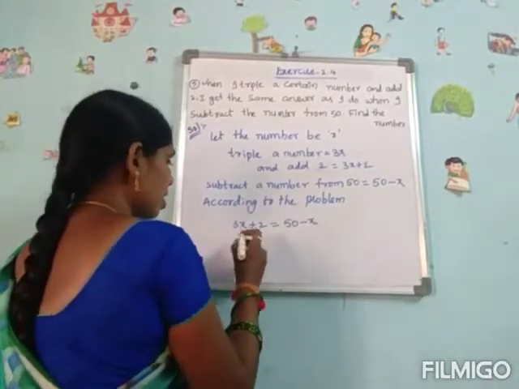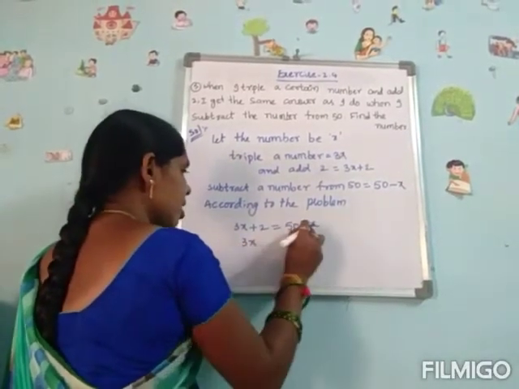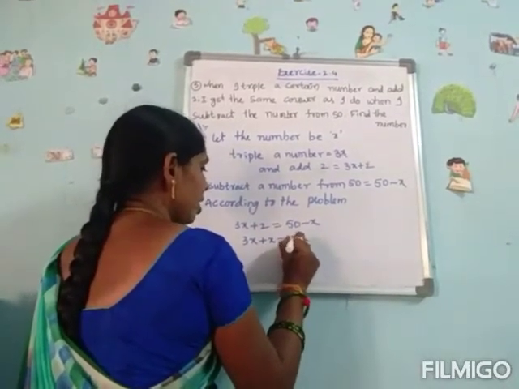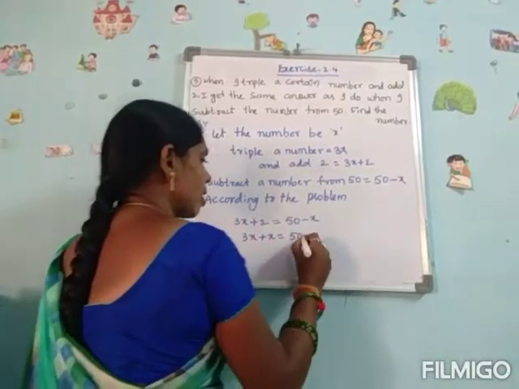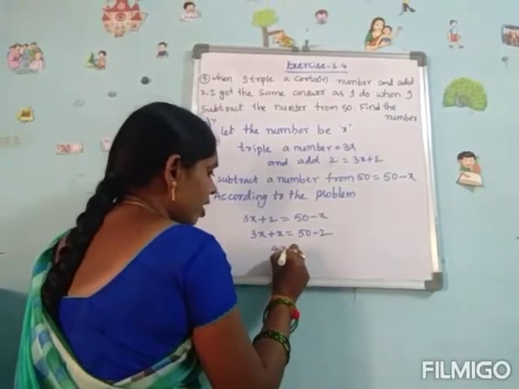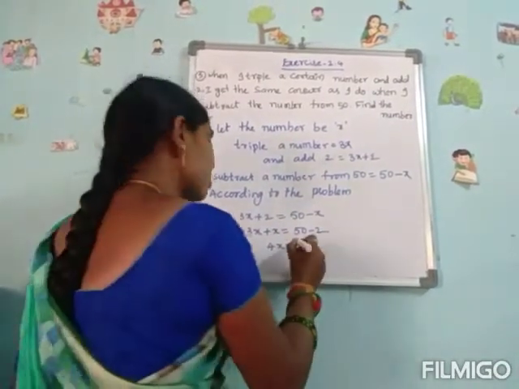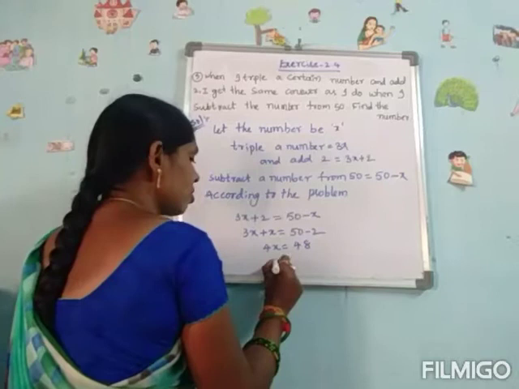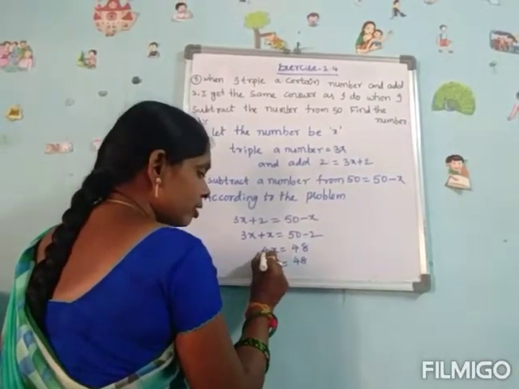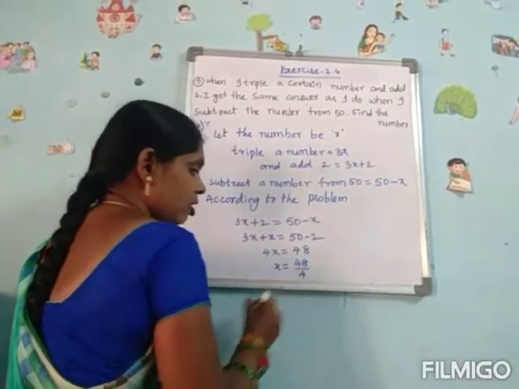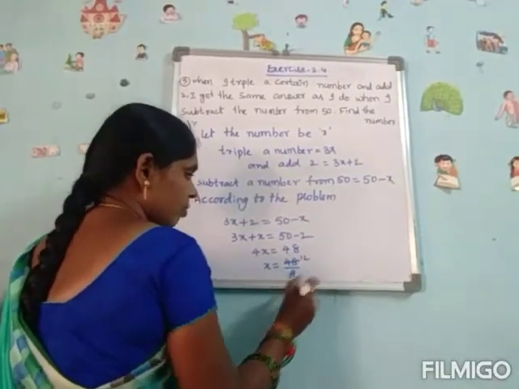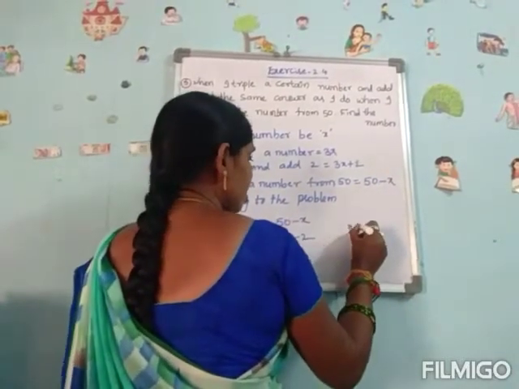Take the variable to the left hand side: 3x minus x. By transposing, it becomes 3x plus x, and take the constant to the right hand side: plus 2, by transposing, it becomes minus 2. 3x plus x is 4x equals 50 minus 2 is 48. Good. So then x equals 48 by 4. By transposing, this 4 becomes division. 4 ones are 4, 4 twos are 8. So at last we got x equals 12.